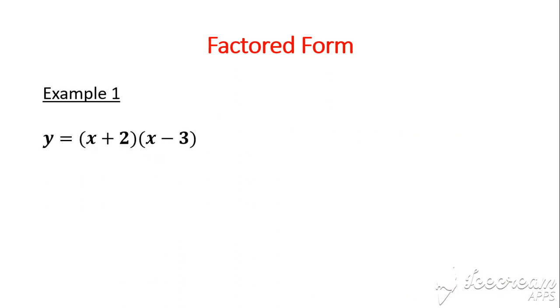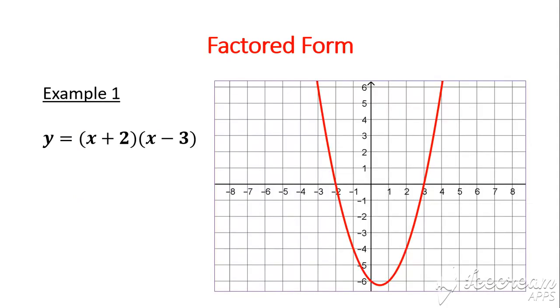Here's example 1. Y is equal to bracket x plus 2 close bracket times bracket x minus 3 close bracket. Now keep in mind there's a number out the front called A, which is 1. We just don't need to put it there because 1 times something is just whatever it is, something itself. All right, so here's what the graph looks like for this parabola.